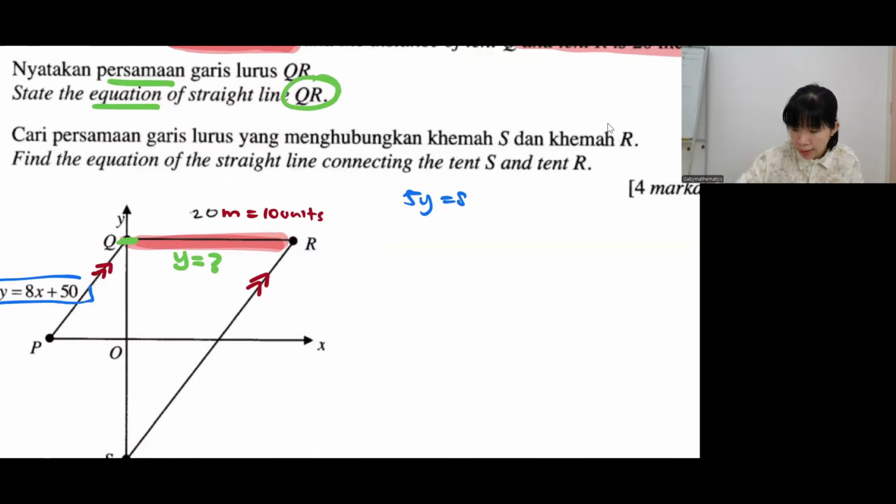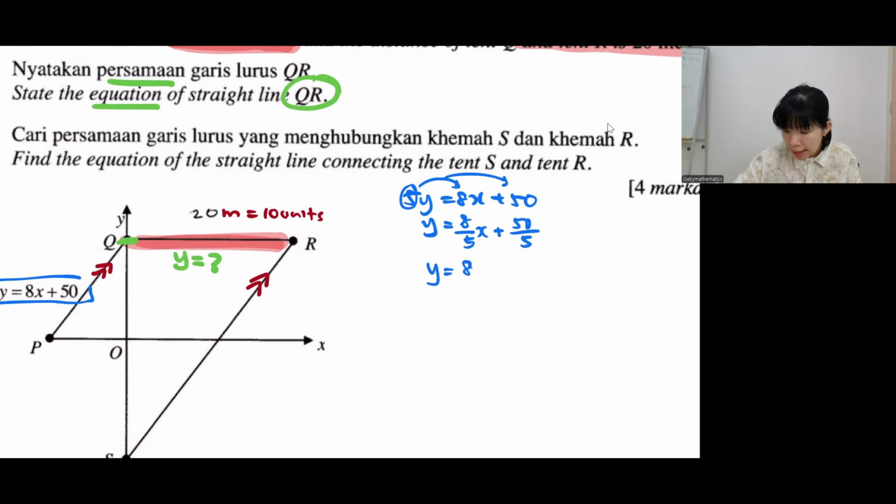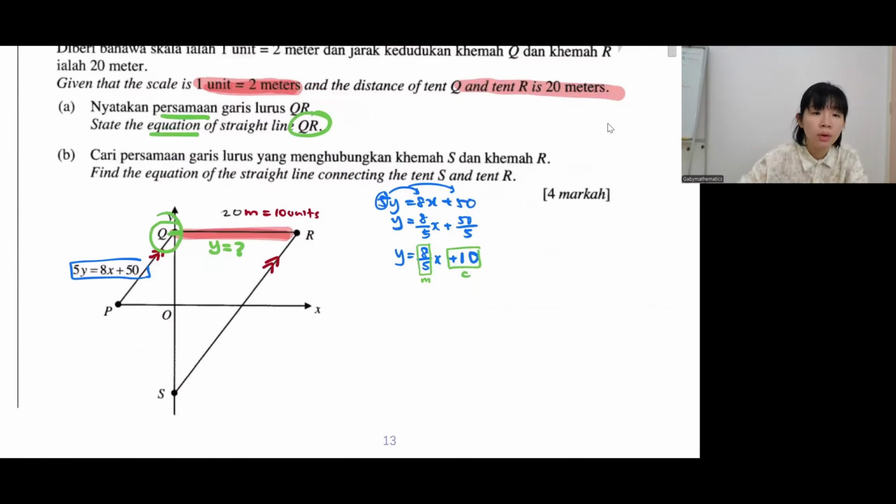Okay, 5y equals 8x plus 50. I want y only. Move the 5 over, it becomes divide. 8 divided by 5 x plus 50 also divided by 5. So y equals 8 over 5 x plus 10. You rearrange the equation into y equals mx plus c so that you can tell this is m and this is c. So now, guys, what is Q? The y-intercept of this line is actually 10. Understand or not? So this is 10, not 50, but 10.